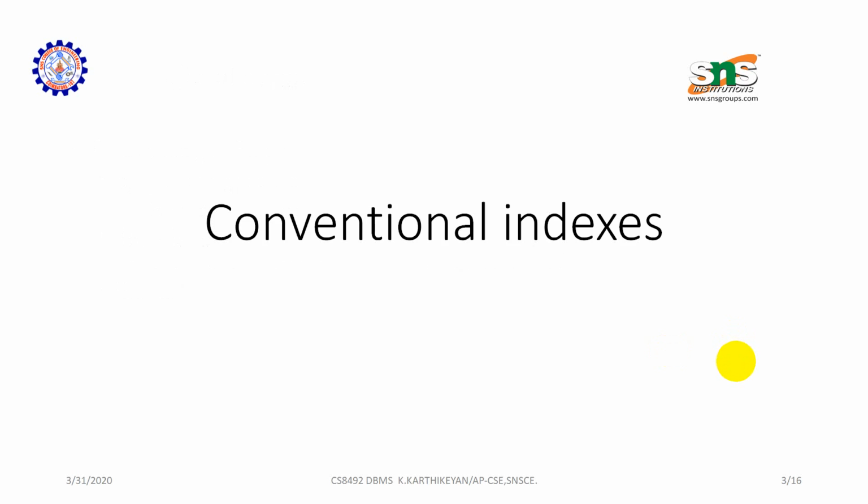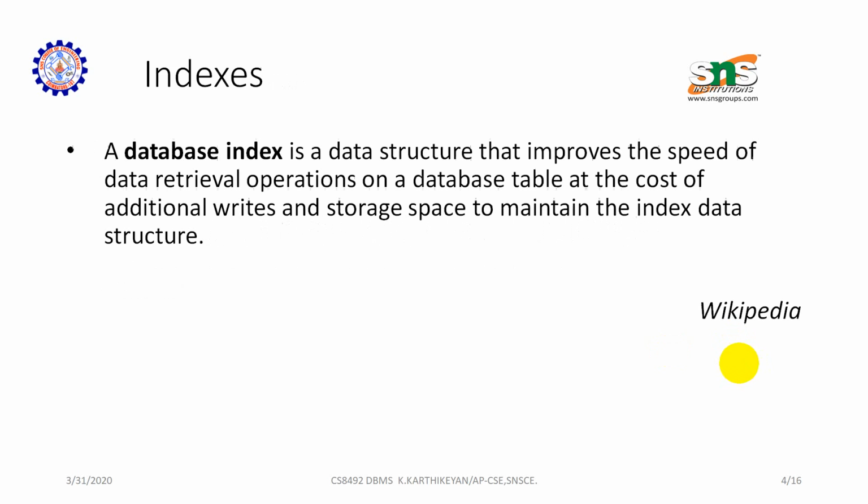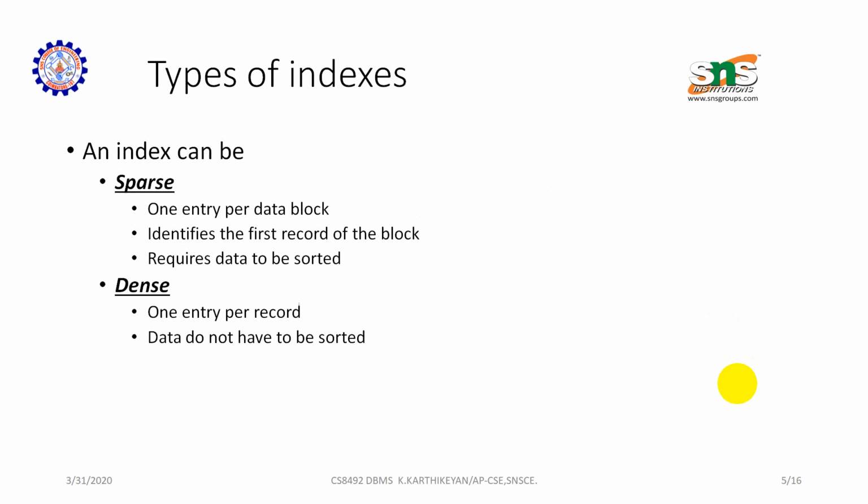Next, conventional indexing. Before that, what is an index? What is indexing? The database index is a data structure that improves the speed of data retrieval operations on a database table at the cost of additional writes and storage space to maintain the index data structure. This is indexing.